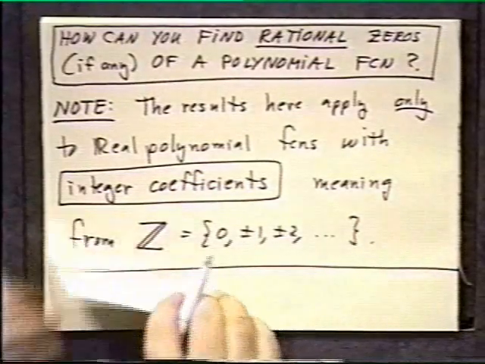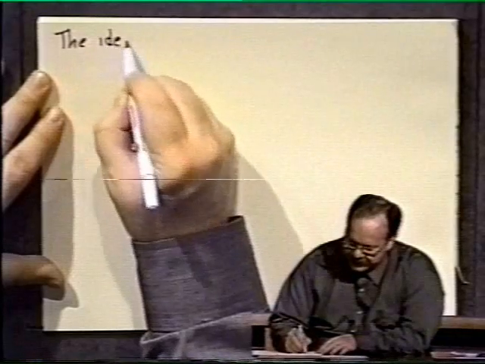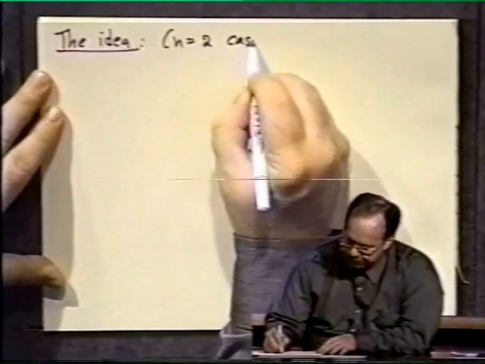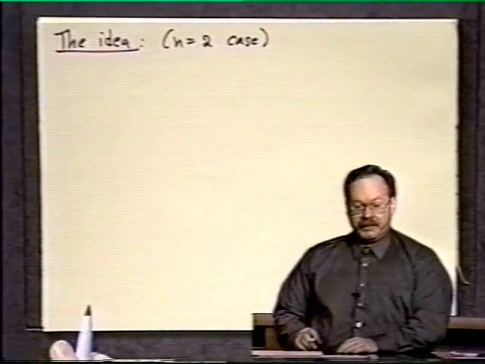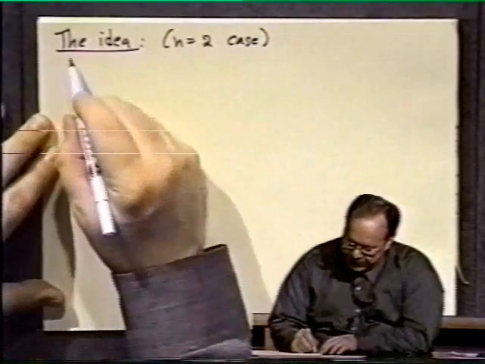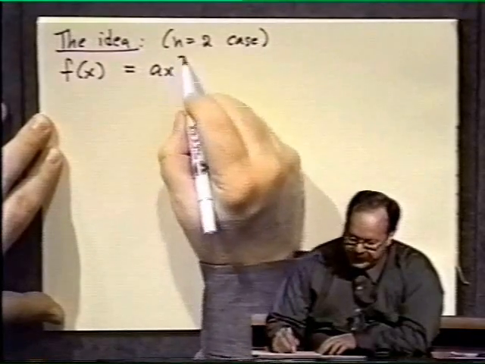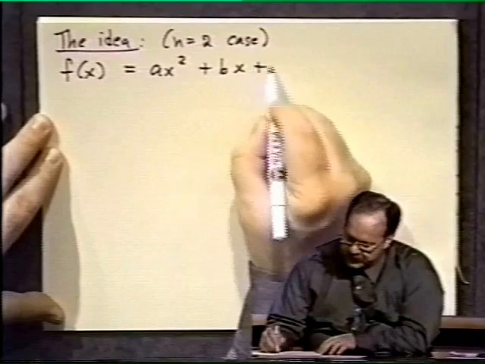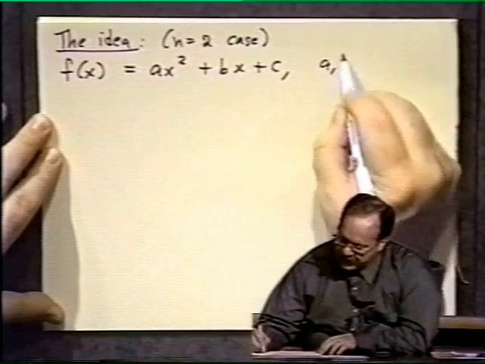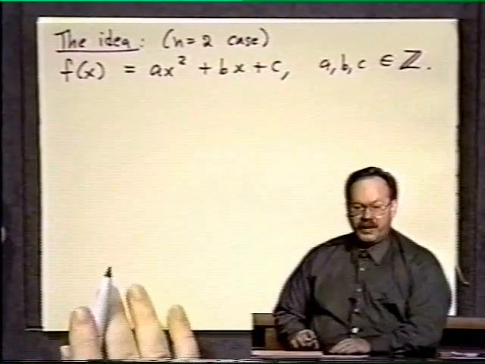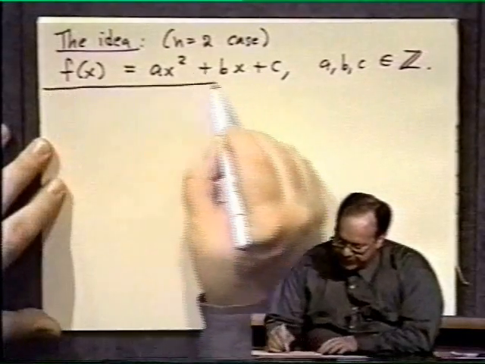Now, in order to show you how this works without doing the proof in general, let me give you the idea that lies behind this. And the idea I will show you in the n equal 2 case, which is the first case where it becomes interesting. And the n equal 2 case is when we have a polynomial of degree 2. So we're talking about ax squared plus bx plus c, and we're assuming that a, b, and c are in Z, the integers. Okay, so that's the situation we have.